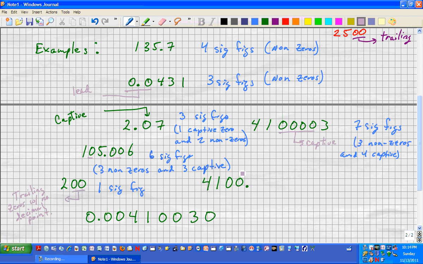Now I have 1 decimal point. 4,100 with a decimal point after it. That would give me a grand total of 4 sig figs. 2 non-zeros and 2 trailing, with a decimal point. So that decimal point makes those zeros, those trailing zeros, significant.